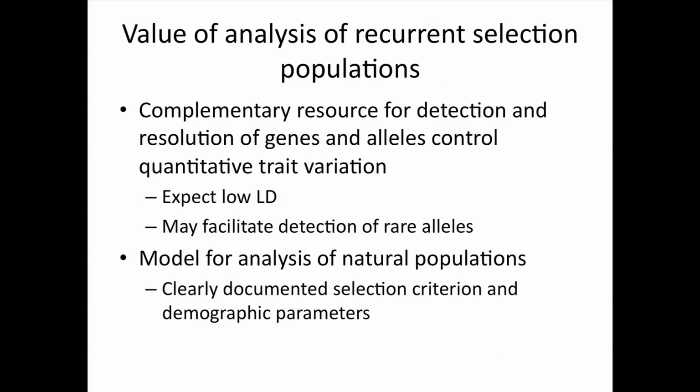The value of looking at these types of recurrent selection populations is that they're a complementary resource to discover genes and alleles that are important in the function of the traits that we're looking at. We expect in some of these open pollinated populations and land races to have maybe lower linkage disequilibrium than in other populations, so maybe get better resolution of the alleles. And we're interested in the possibility that there'd be rare alleles with relatively large effects that over a number of generations have been increased substantially in frequency. In addition, these are, I think, models for selection in natural populations because we have well-documented demographic histories and very clear selection criterion in these populations.